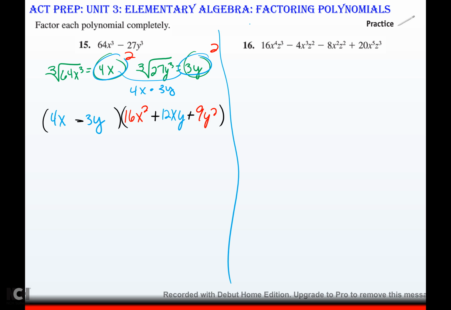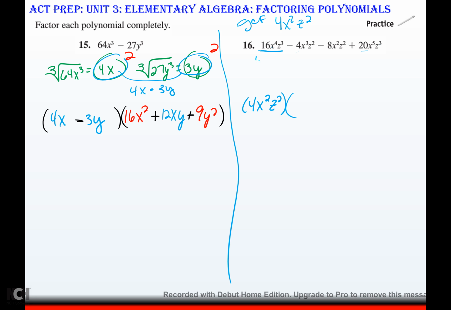Okay, for 16, I've got 4 terms. Alright, but you should always look for a GCF first. Okay, 16, 4, 8, and 20. Look for the smallest. 4 goes into all of them, so 4 is my GCF. Look for the smallest degree of x. I got a 4, a 3, a 2, so it's going to be x squared. Smallest degree of z, I got a 3, a 2, a 2, and a 3, so it's going to be z squared. So my GCF is 4x squared z squared.